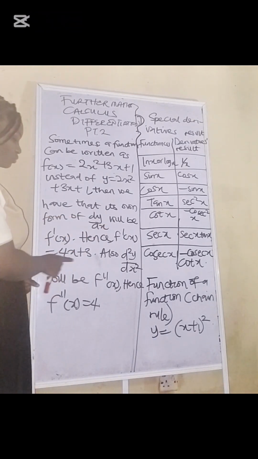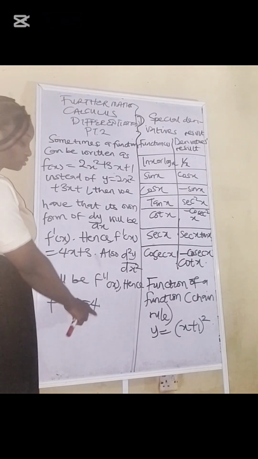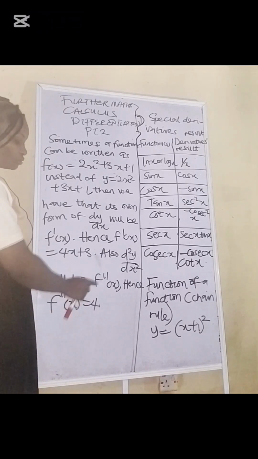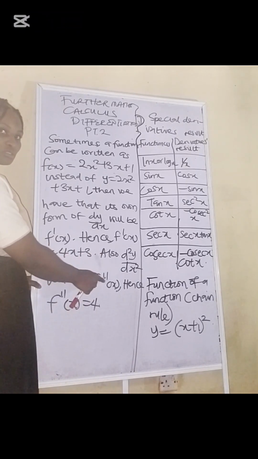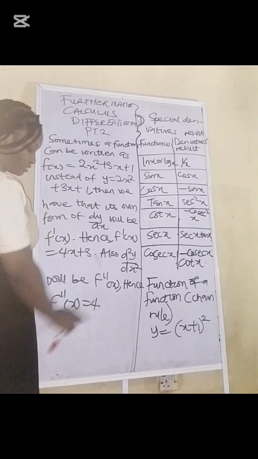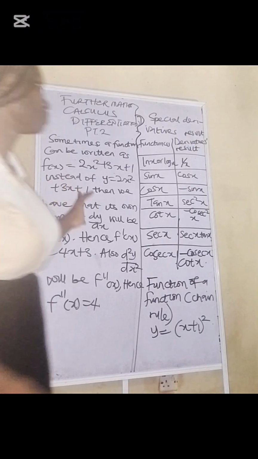So the second derivative of the function will now be 4. So instead of writing d²y/dx², you write f''(x). You understand? f''(x) = 4. That is talking about function notation.